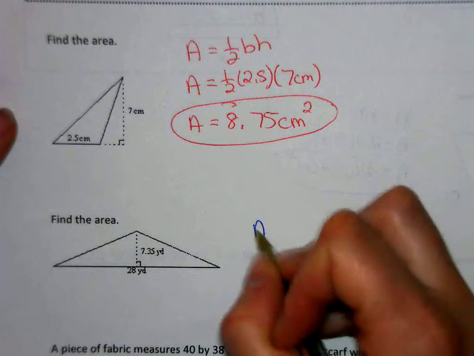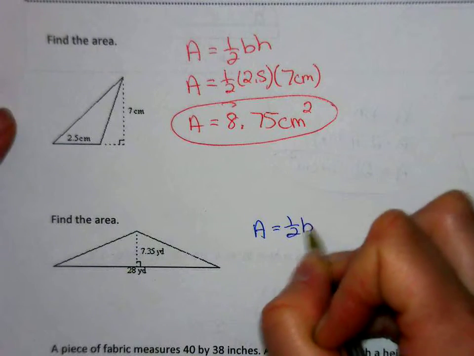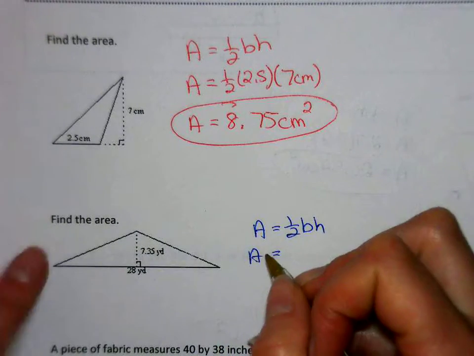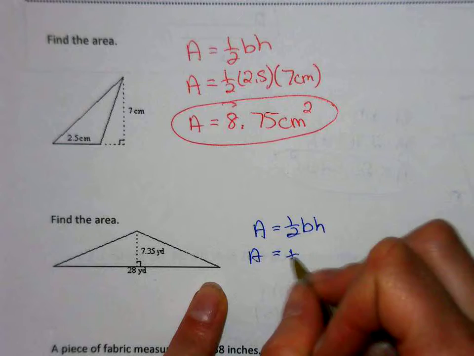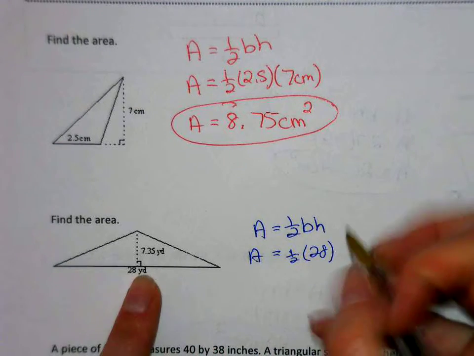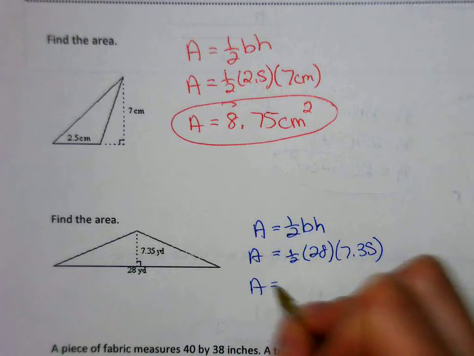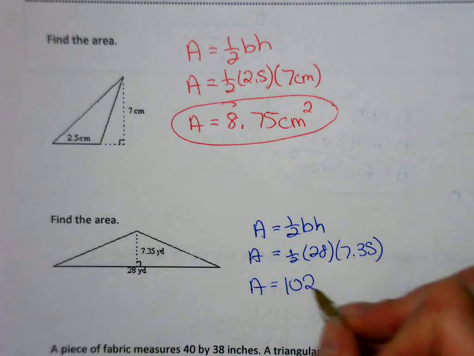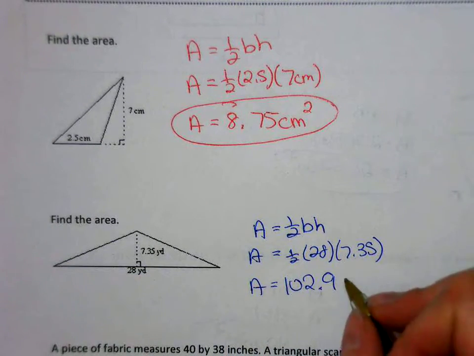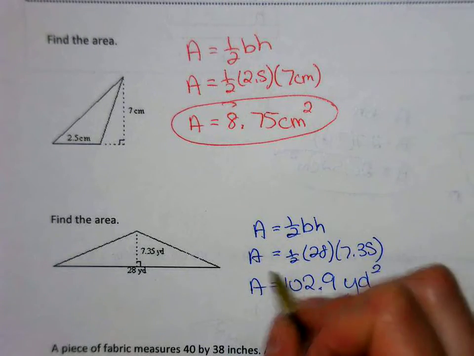So let's find the area of this one. 1/2 base times the height. Our base is 28, and our height is 7.35. So when we multiply that, we get 102.9 yards squared.